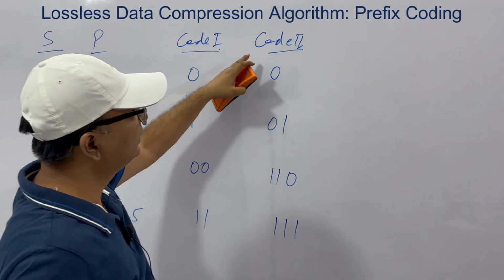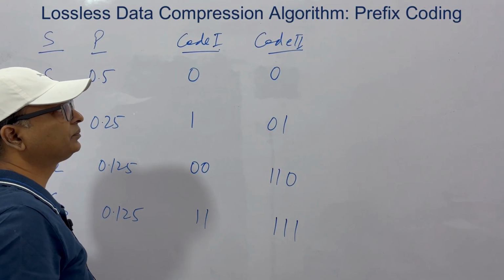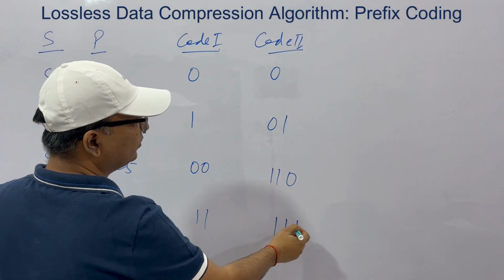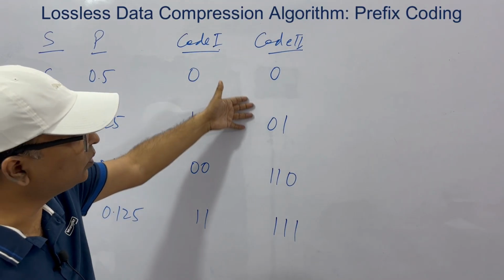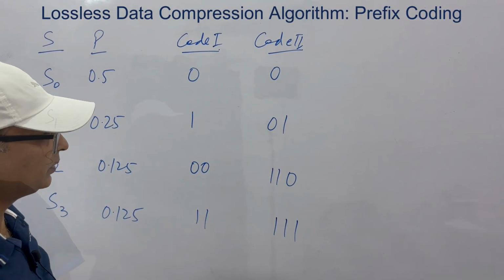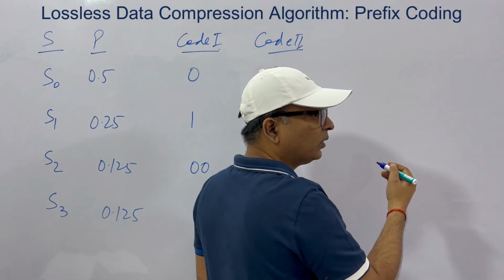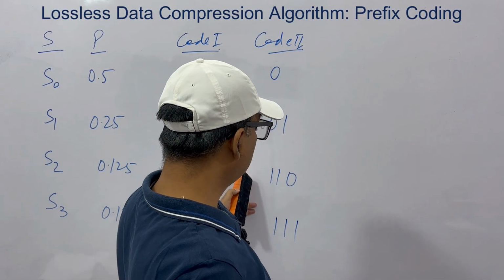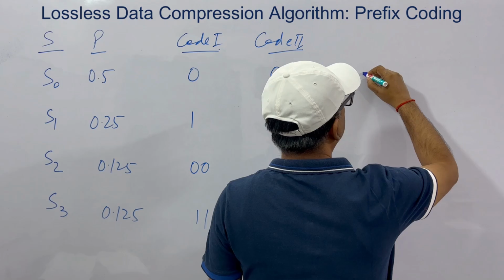But now look at this particular code. This is unique. You have 0, then 10, then 110 and 111. Now we have a unique algorithm to decode this. How? Let me explain. To decode this, we have an algorithm called a decision tree. See how.